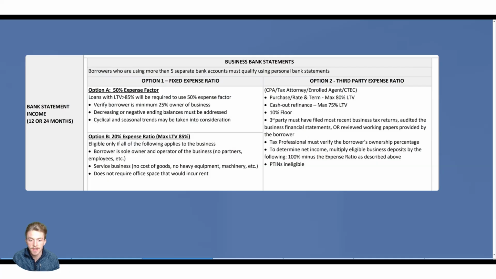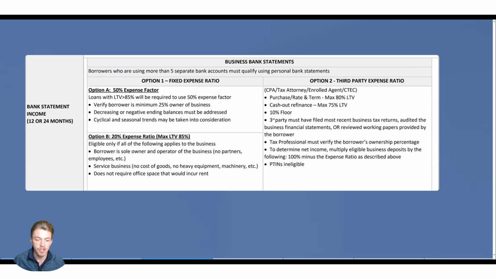Option B for using a fixed expense ratio is a 20% expense ratio. This will allow you to have more qualifying income because we're not expensing as much of your business. To be eligible for this, you have to be the sole owner and operator of the business. So no partners, no employees.